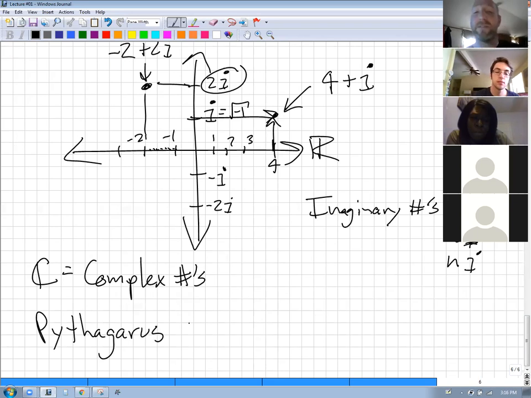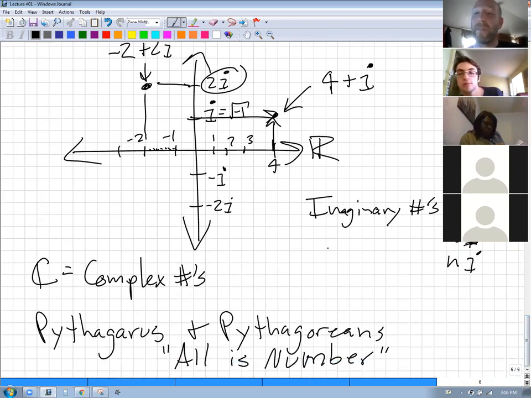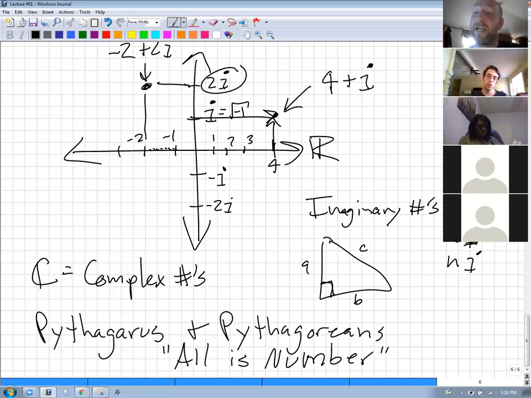Pythagoras, hopefully I spelled that right. And the Pythagoreans, all is number was their mantra, okay? And he discovered the Pythagorean theorem that tells you if you have a triangle with a 90 degree angle in it, if this is A and this is B, then this is C. He said A squared plus B squared equals C squared.